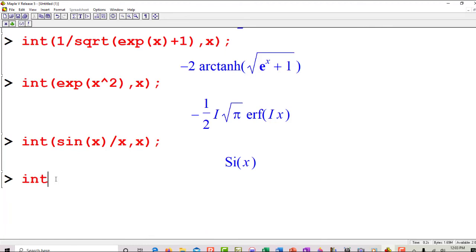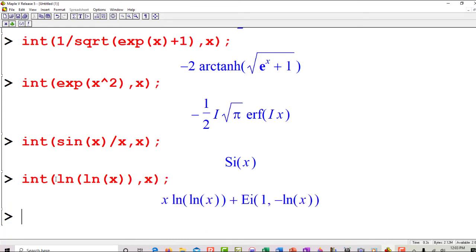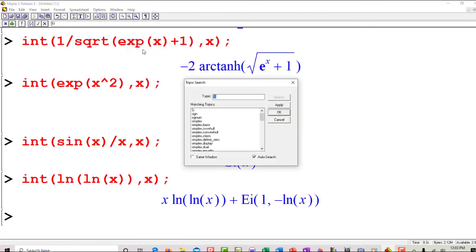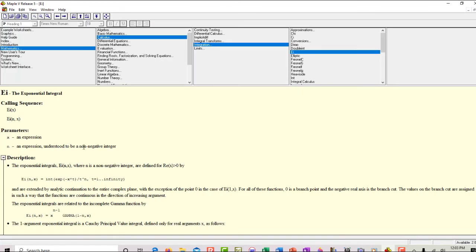Let's suppose I'm integrating ln of x. Oh, it's giving me EI. What is EI? Yep, these exponential integrals. The integral of e to the negative xt over t to the n, t goes from 1 to infinity. n is a non-negative integer, basically a whole number.